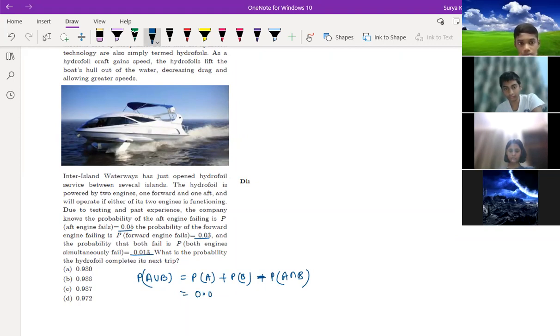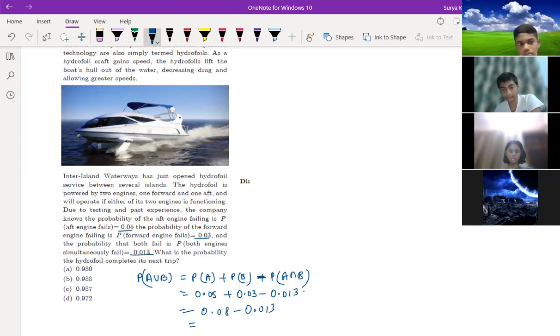So 0.05, 0.03, and here is minus 0.013. Minus? One minute, it must be plus. 0.08 is coming here, and minus 0.01. Simple question, I think. The answer must be C, 0.987. Yeah, I think it is 0.987.